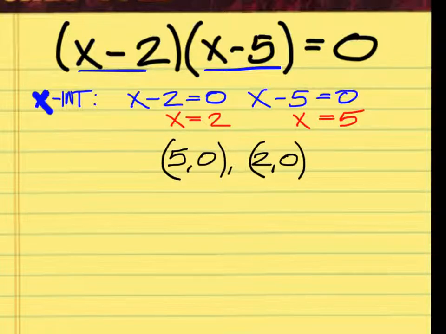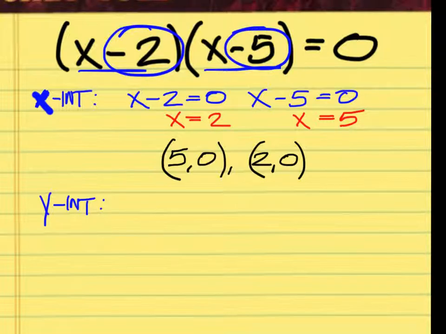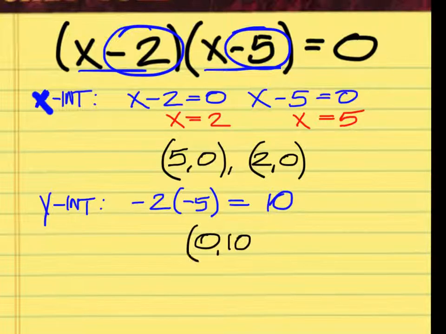Your x-intercepts. If you want the y-intercept, then you have to multiply these two numbers together. Negative 2 times negative 5 is 10. Express that as a point: 0, 10.